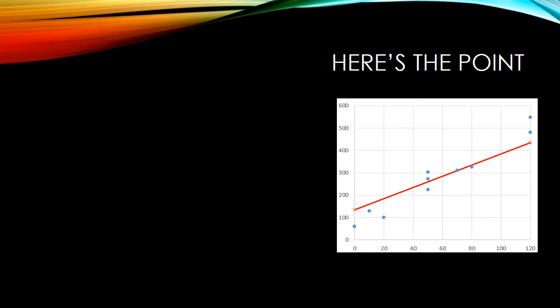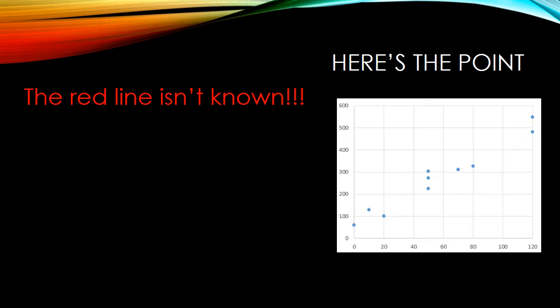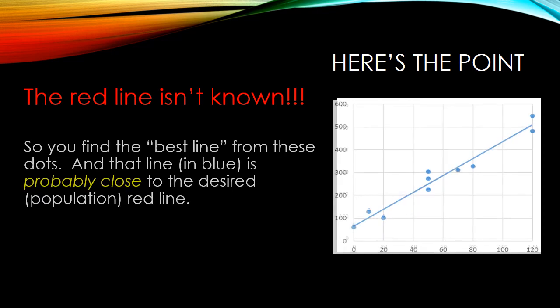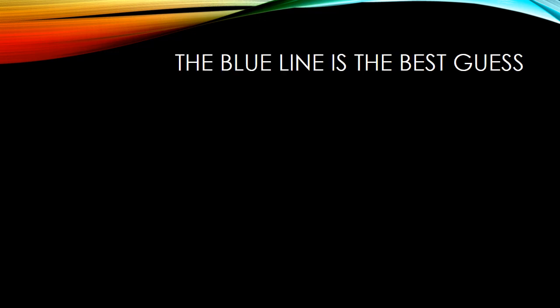Here's the point. Given the dots, there's the red line and the dots that came from it, but we don't know the red line. It's what we're looking for. All we actually have are the dots. So we'll proceed by finding the best straight line through the dots, like this, and know that that line is probably pretty close to the best straight line that we're actually looking for, again, the one here in red. The blue line that we see there is actually the best guess for the red line.